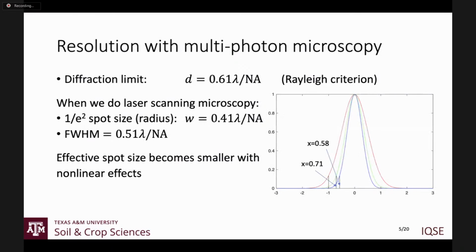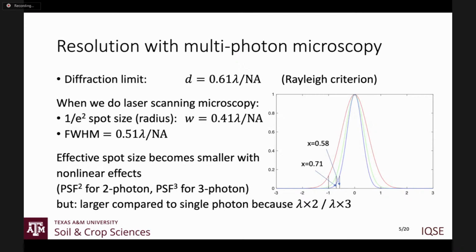And what is important to notice as well is that when you focus your light and you do multiphoton microscopy, the effective spot size actually becomes smaller with higher nonlinear effects. So for 2-photon microscopy, the effective spot size becomes a factor of square root of 2 smaller. With 3-photon microscopy, it becomes a factor of square root of 3 smaller, because the point spread function is taken to the second or to the third power.